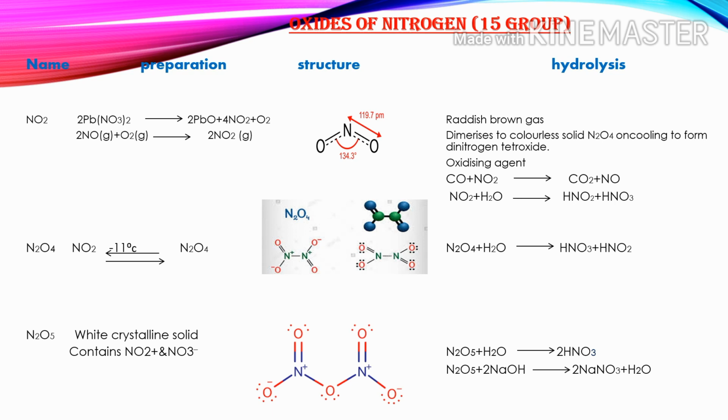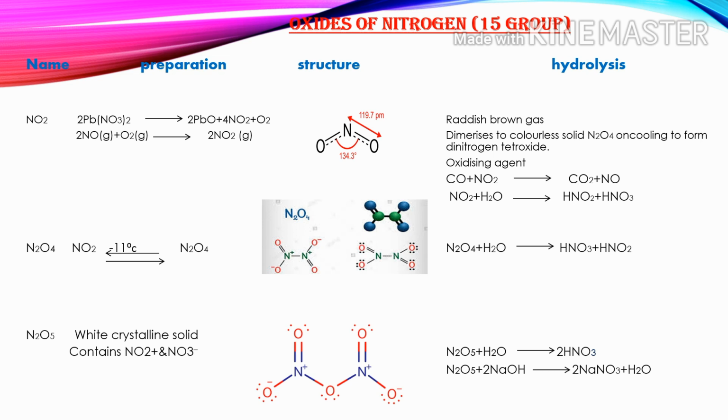Nitrogen dioxide is a reddish brown gas. Nitrogen dioxide is an oxidizing agent. See here, nitrogen dioxide oxidizes carbon monoxide into carbon dioxide, and HCl to chlorine. When it is hydrolyzed with water, it gives nitric acid and nitrous acid. It is an acidic oxide because, when hydrolyzed with water, it gives nitric acid and nitrous acid.